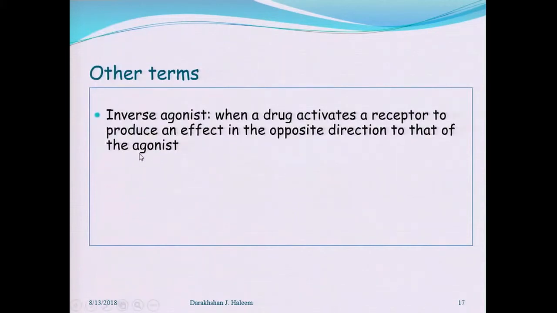There are other terms too. Inverse agonist: a drug binds with the receptor sites and produces a response just inverse to the basal response. Opposite to the basal response. For example, adrenaline and noradrenaline increase blood pressure. So if a drug binds with these receptor sites and reduces blood pressure, you cannot always say that this is an antagonist, but this may be an inverse agonist too.